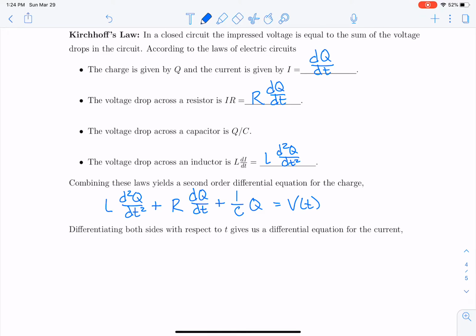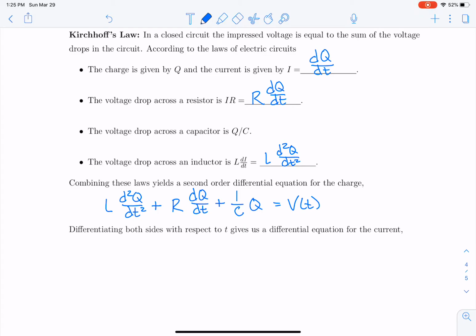Now, we're going to just first look at this second order differential equation. Something I want you to notice is that R, which is the resistance from the resistor, is like the friction term that we had in the mass spring problem. So the resistor does what it says. It offers resistance. It provides friction for this circuit. Okay, but this is a second order differential equation for the charge.